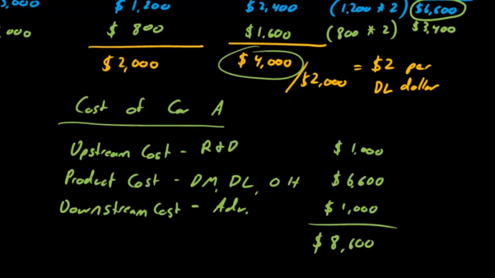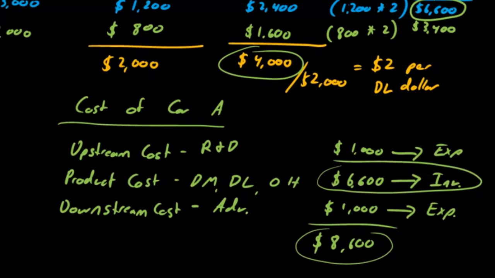So we are thinking about making decisions. You can see this car is really costing us 8,600 to produce if we consider our upstream cost, our product cost, and our downstream costs like advertising. But the only thing that we put in the inventory is this product cost. So this goes into the inventory. The upstream cost is expense, and this downstream cost is also expense. So our inventory just shows our product cost, just 6,600 per car.